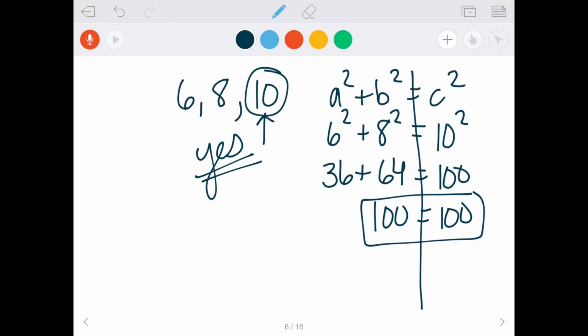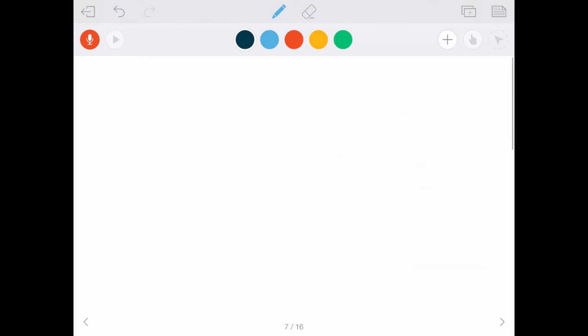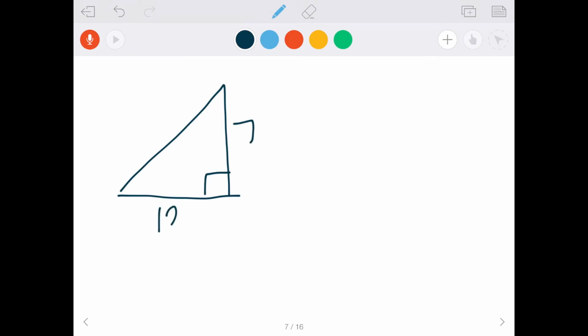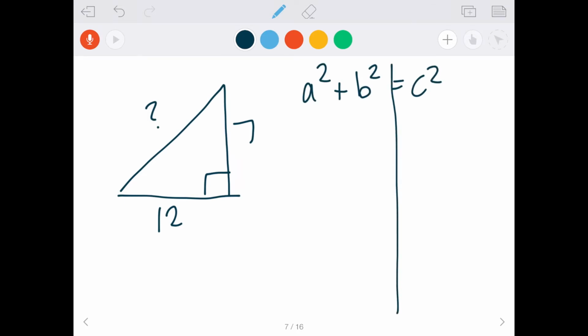Okay, we can use the Pythagorean theorem to help us find a missing side. Let's say that I tell you that this is 7, 12, and I don't know. So we're going to use the Pythagorean theorem to find that side. So first of all, which side are we looking for? We're looking for the hypotenuse. So since we don't know it, we have to keep it as C. A and B, however, are going to be 7 and 12.